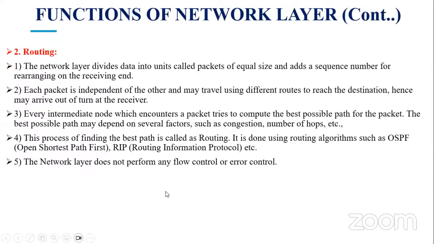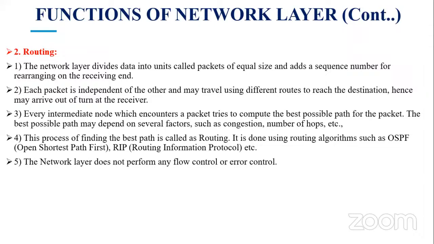And the next one is routing. The network layer divides the data into units called packets, of equal size, and adds a sequence number. So whenever the packets come, the packet numbers will be there. That is called the packet sequence number: packet 1, packet 2, like that. Rearranging at the sender. I told you, no, if tower 3 receives from tower 5, all the packets from the sender, 10 packets, reach tower 5, and from tower 5 to tower 3 and tower 6.